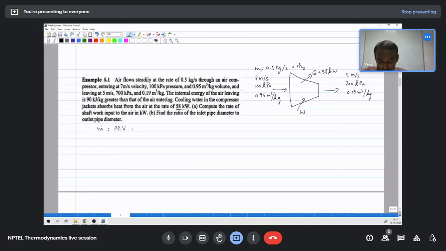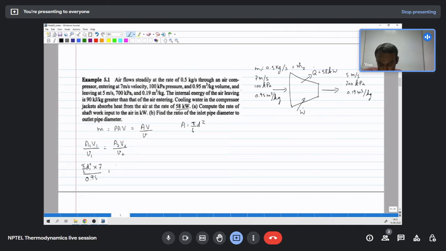Here, instead of rho, a specific volume is given. So I can write this as A V divided by specific volume. This A1 V1 divided by specific volume 1 should be equal to A2 V2 by specific volume 2. Now area is given by pi by 4 d square. So I can write A1 as pi by 4 D1 square. V1 is 7, and specific volume at state 1 is 0.95.